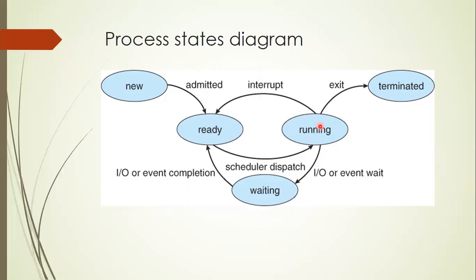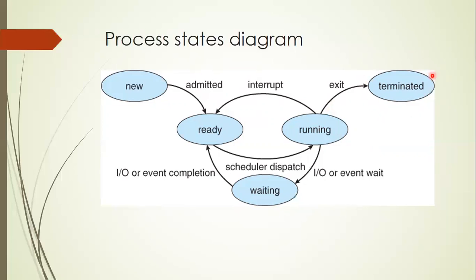In that case, the running program has to go to the ready state, because it is ready; it has not requested any IO operation, but still your CPU will pick up the high priority job. After executing that, once again it goes to the running state. Then after exit, it goes to the terminating state.